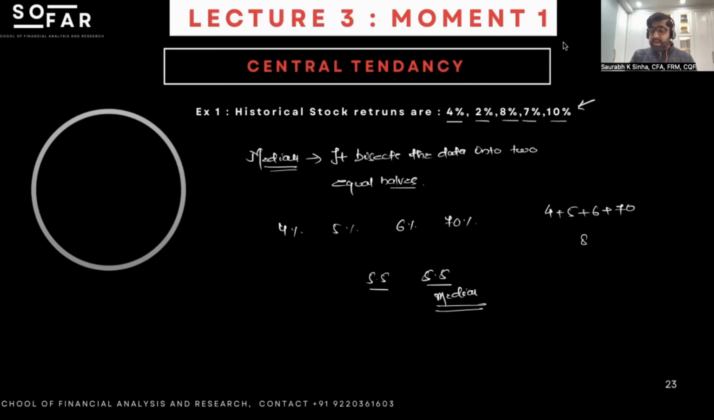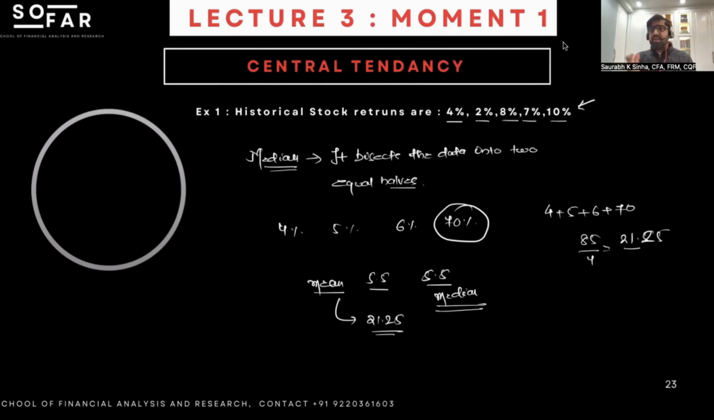So it should be 85 divided by 4, that is 21 and something. It would be 21.2 or 21.25, whatever it is. Let's take the number as 21. What you have observed: earlier the mean was 5.5. Now the mean has shifted to 21.25 just because of an outlier in the data, just because of one extreme data point.